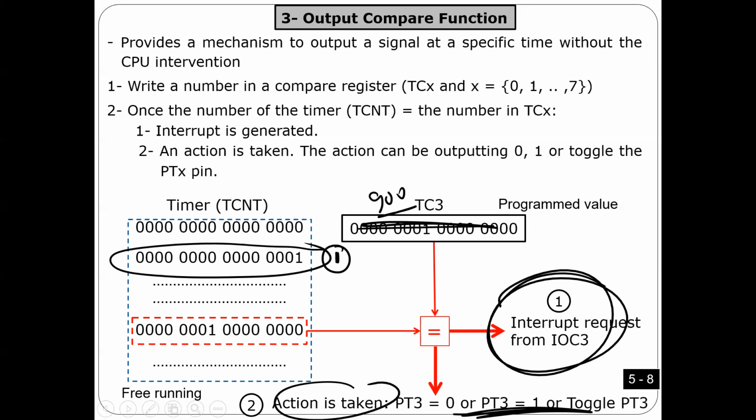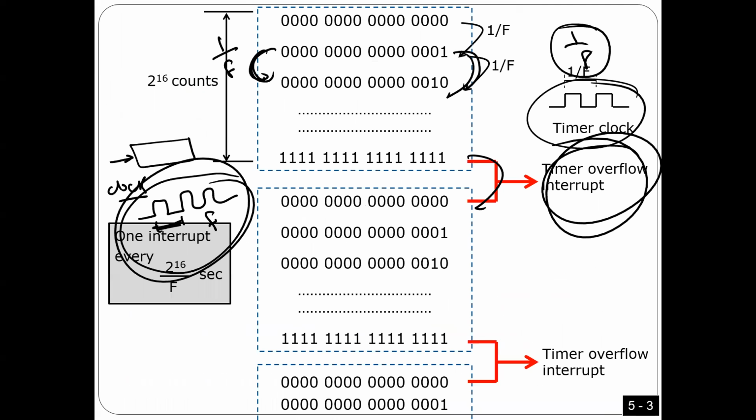And this action, you can program it. You can say, next time, I want the pin to be 0, or I want the pin to be 1, or I want to toggle. This is configuration. This is something you can select. As I'm going to explain right now, there is a register. You can select what action you want to do, right? You want the pin to be 0 after 900 counts, or you want the pin to be 1, or you want the pin to toggle. It's up to you. This is something you can program in.